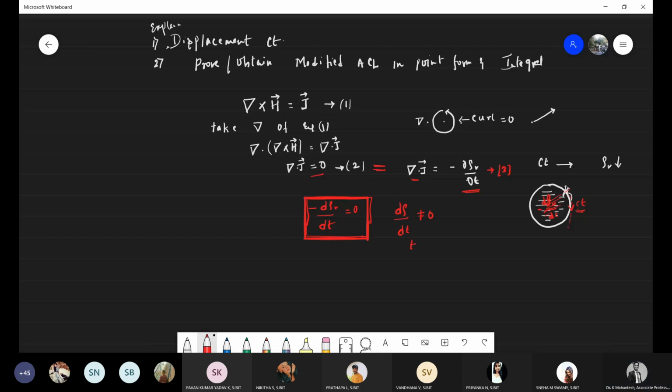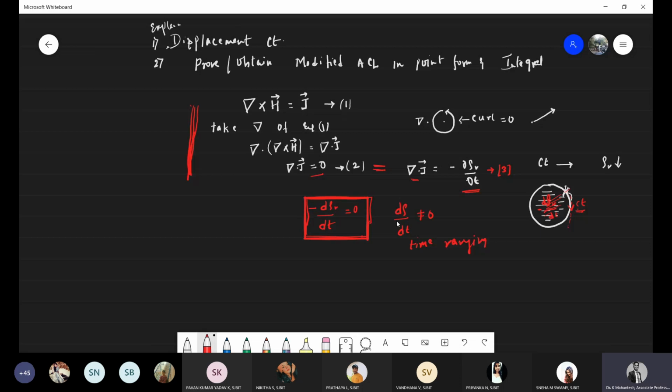Since it is a time varying field, this is a very important thing that you need to remember or say before you want to modify the Ampere circuital law. Everything is coming with respect to the example that I quoted or tried to explain during the initial time of this class.